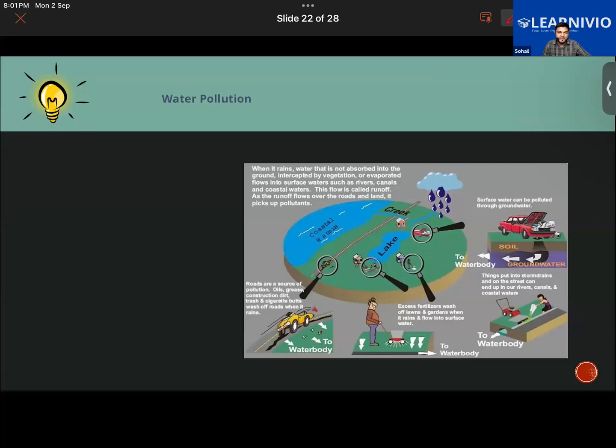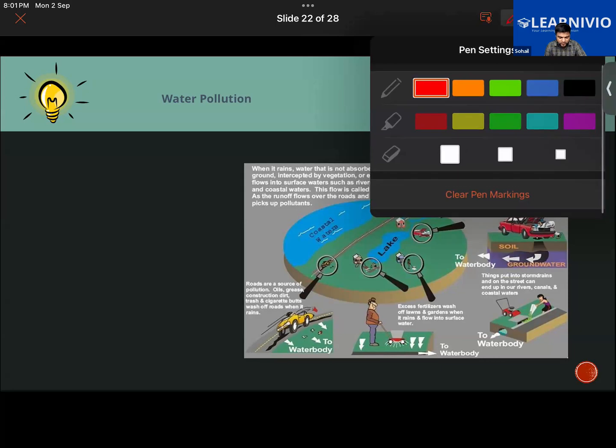So far we have covered the first part, the pollution of air. Now we are going to learn about pollution of water. Talking about water pollution, first of all, let us understand the significance of water.